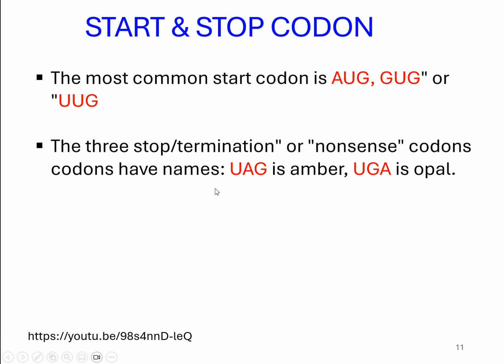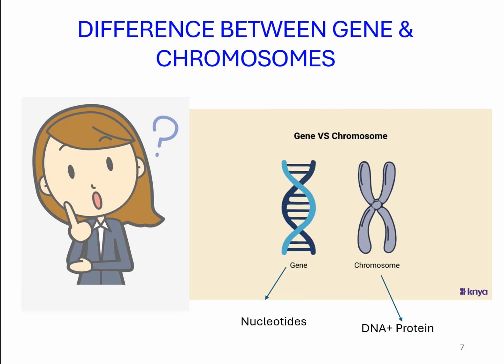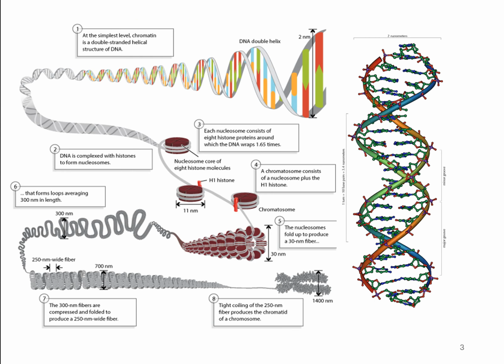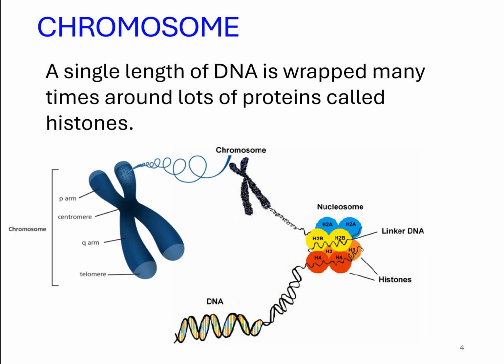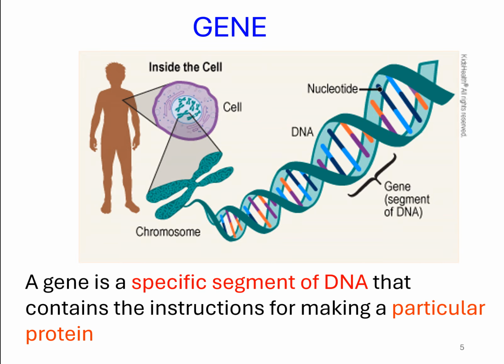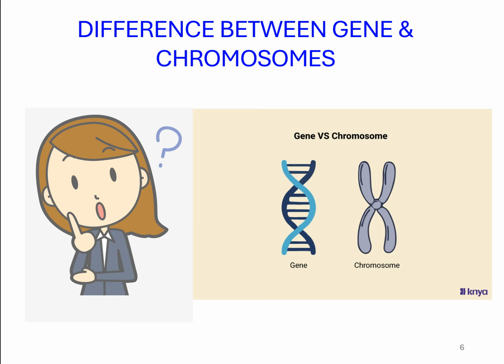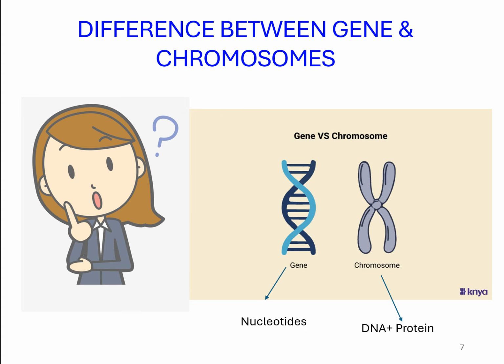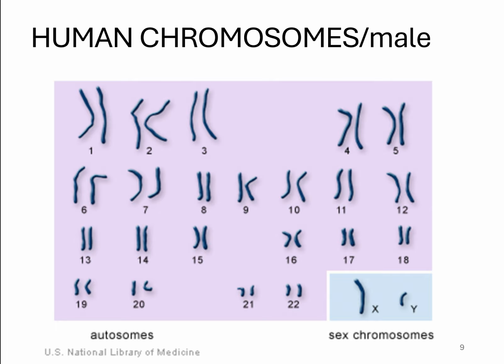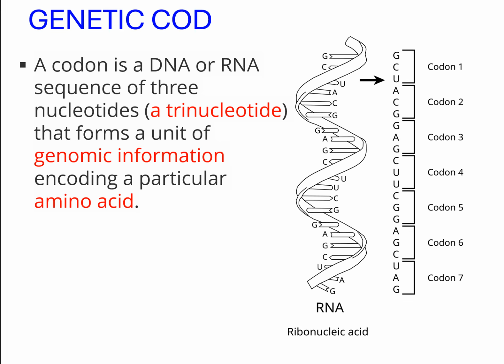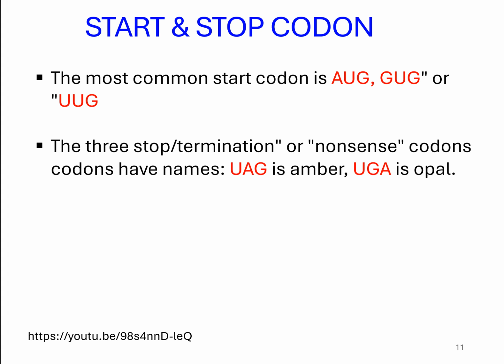So this was all about today's lecture. In today's lecture, we understood the structure of DNA, how DNA coils on itself to make the chromosome, the structure of the histone protein, the structure of the chromosome, what a gene is, the difference between chromosome and gene, and the difference between the chromosomes in male and female. We also understood what a genetic code is, what a codon is, and what the start codon and stop codon are.